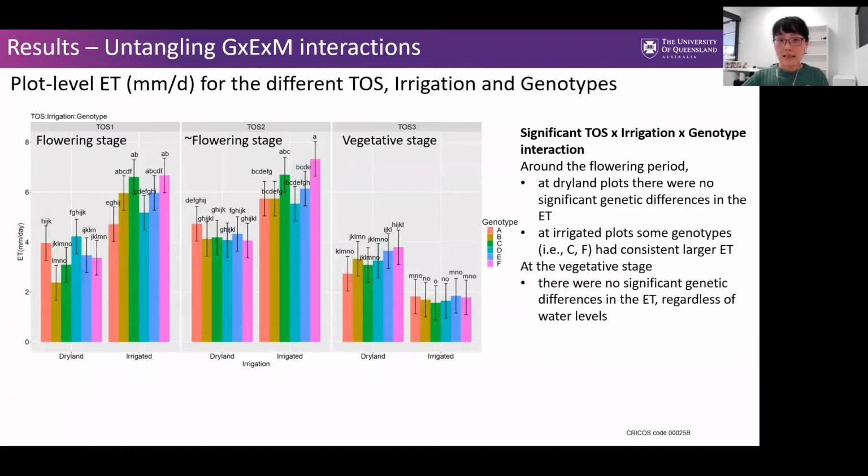And the linear mixed model analysis also indicates that there were significant TOS by irrigation by genotype interactions. For example, at the flowering stage, at the dryland treatment, there were no significant genetic differences in the crop water use due to the water limitation. And at the corresponding irrigated treatments, the genotypes C and F consistently had higher ET values. At the vegetative stage, there were no significant genetic differences in the ET values, regardless of water levels.